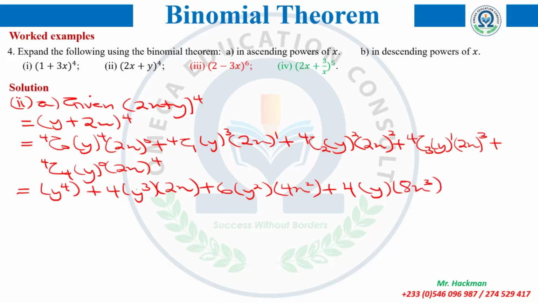I hope you are following. Yes, please. Then plus 4 combination 4 will be 1. You don't write it. Y to the power 0 is also 1.